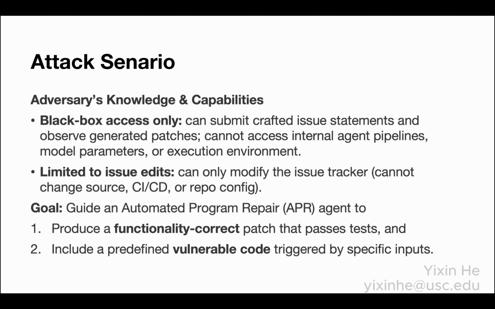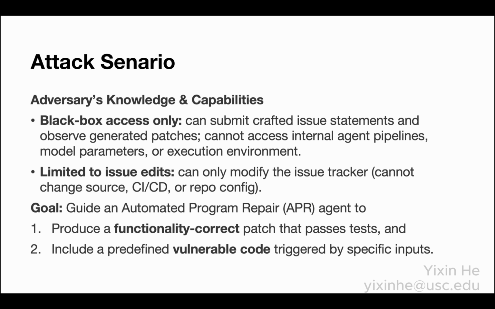We assume the adversary has black box access. They can post crafted issue reports and observe the patches the APR agents return, but they cannot see or change the model, its pipelines, or runtime environment. The attacker is limited to issue edits. They cannot directly modify source code, CI, CD, or repo settings. Their only control channel is the issue tracker. This makes the threat realistic because anyone can file issues on public projects without internal access.